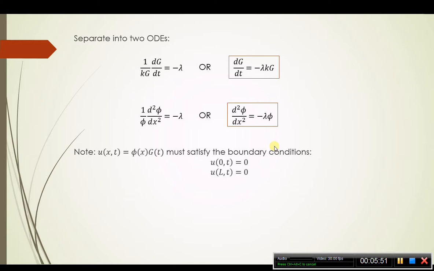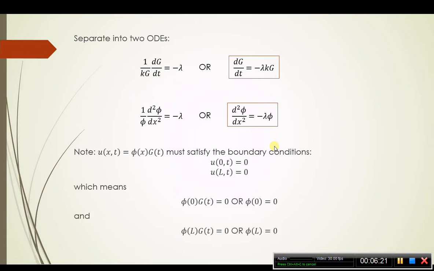So u of x,t equals our phi of x times g of t, and it has to satisfy the boundary. Our u of 0,t is equal to 0, and our u of L,t is equal to 0. So this is that homogeneous boundary condition. So what does this mean? At the left-hand boundary, we have u of 0,t equal to 0, which means that phi of 0 times g of t has to equal 0, or simply phi of 0 has to equal 0.